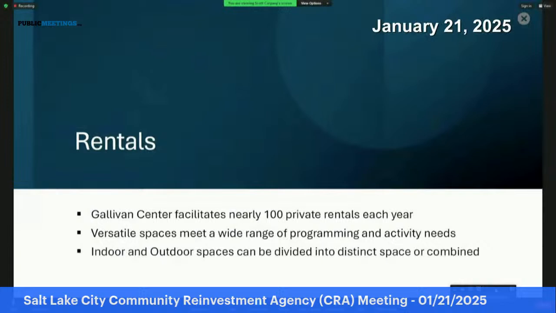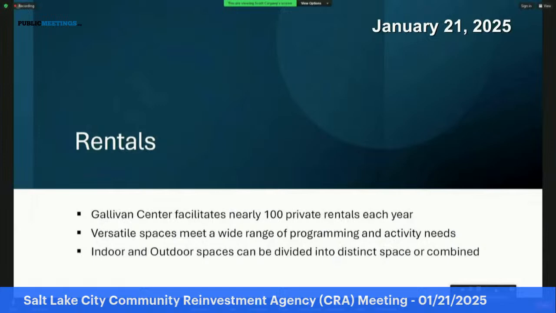Rentals. Coming back again to some of our critical funding, the Gallivan Center facilitates nearly 100 private rentals each year, and it's an important part of our multi-pronged funding structure. Everything from small ULI gatherings and community gatherings all the way up to full plaza buyouts. We have a ton of versatile spaces that meet a wide range of programming and activity needs. All of our indoor and outdoor spaces can be subdivided or combined all together.